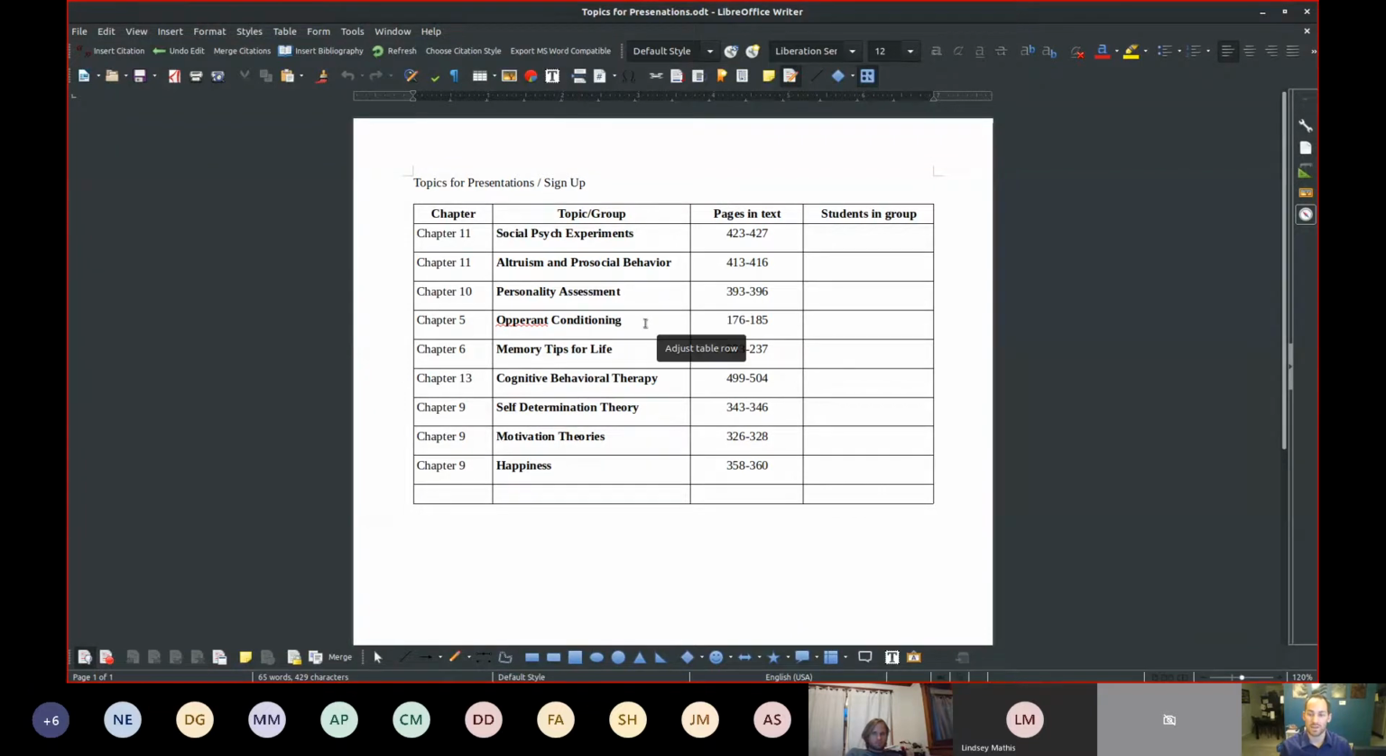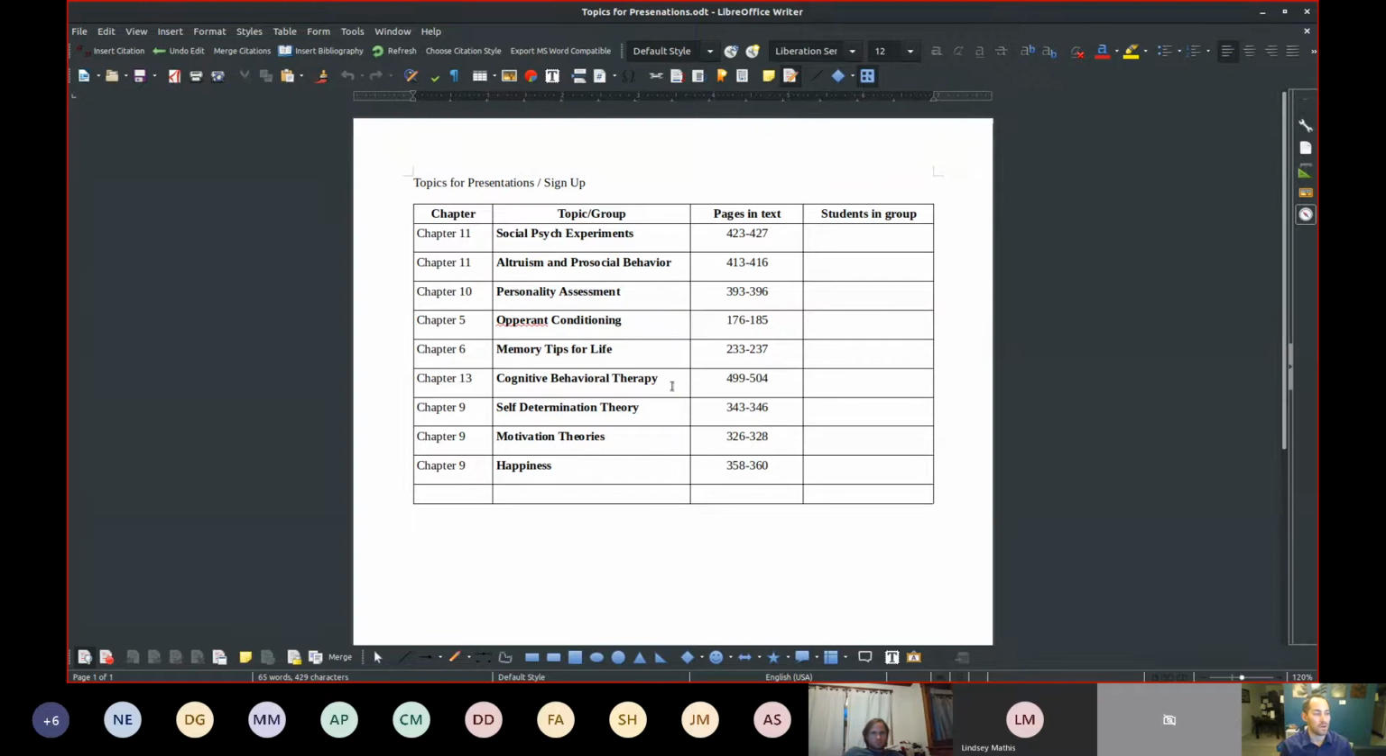Operant conditioning. This is like training. If you've ever trained a dog using reinforcement or punishment, that's what we're talking about there, operant conditioning. Memory tips for life. This is essentially cognitive psych research about memory that you can use in day-to-day life to do better with studying, to do better with remembering your shopping list, things like that.